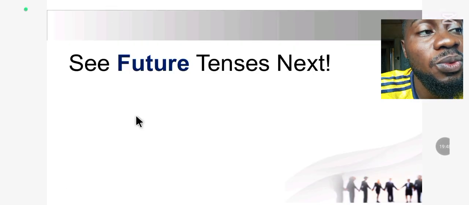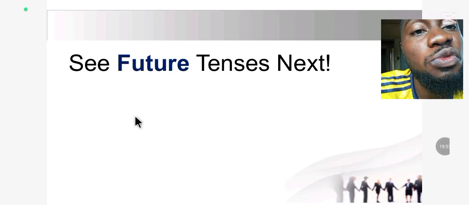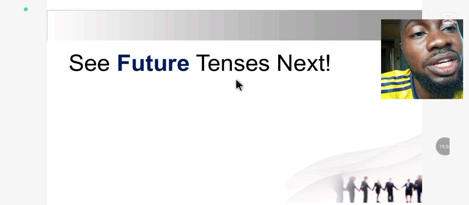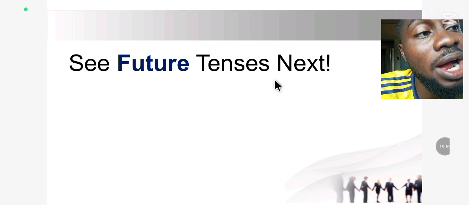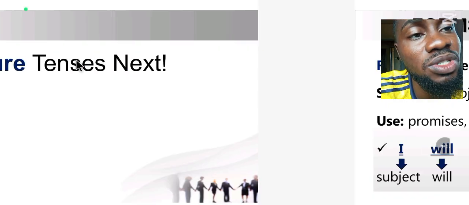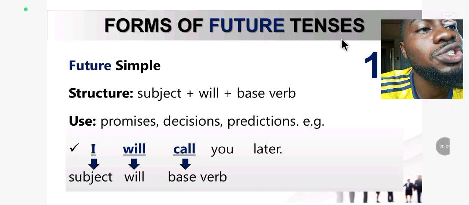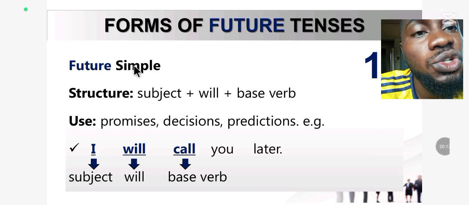We are done with past tenses. Now we are moving over to the future tenses. Remember, we just treated the 4 aspects of past tenses. Let's treat the 4 aspects of future tenses. Let's look at the forms. Forms of future tenses. Number 1, future simple tense.